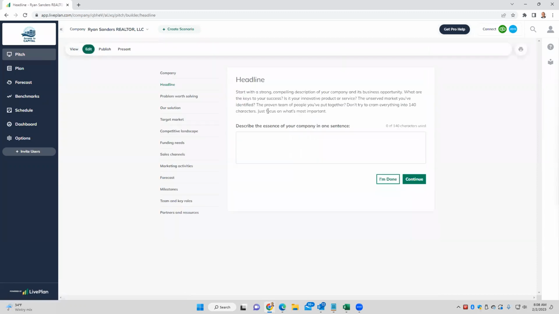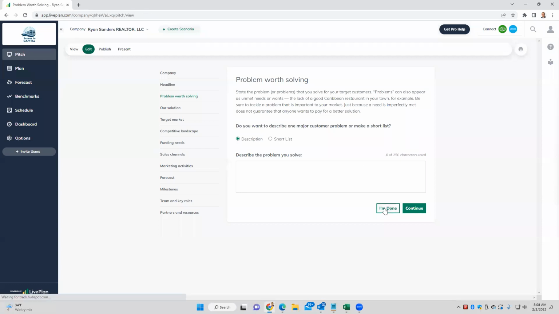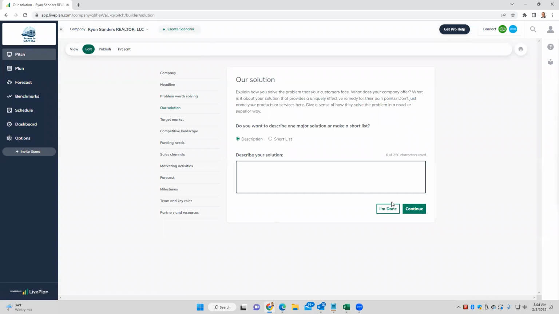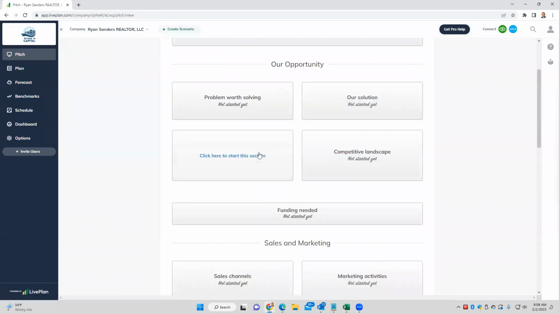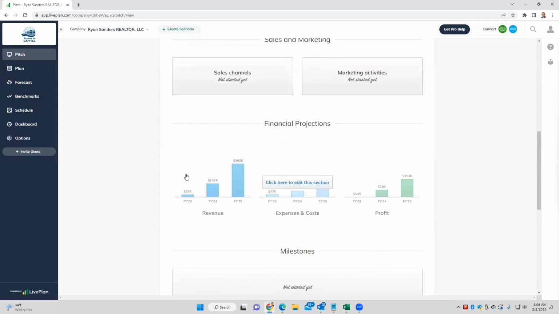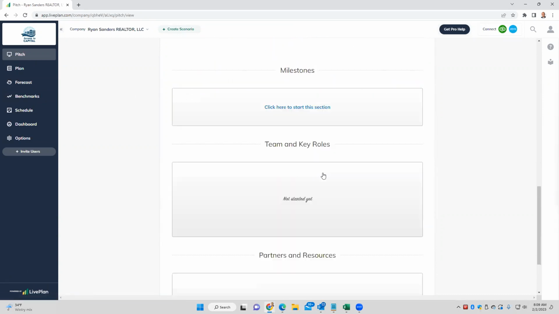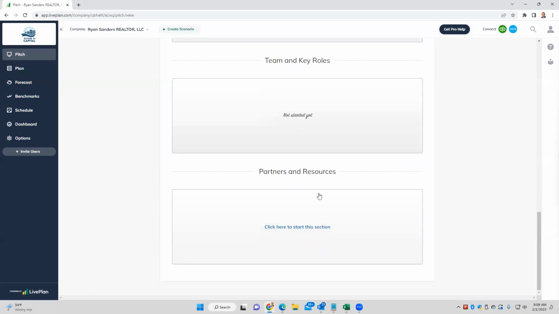And so we can go in and create a headline, identify what the problem is that we're solving, the solution to the problem. Again, it's real simple just to type the answers in. Target market, competitive landscape, how much funding that we need, brief synopsis of sales and marketing, but so easy. And so then it imports in the data that we've already put in. And so this was put in over in the forecast tab, which I'll show you in a minute. We can create milestones, identify team members and any partners and resources.